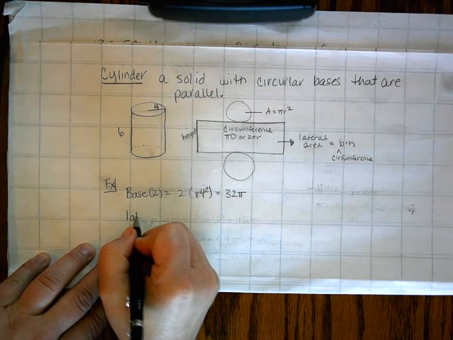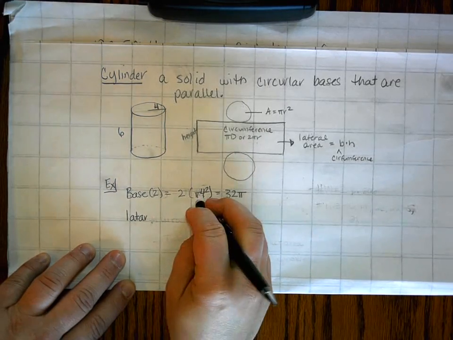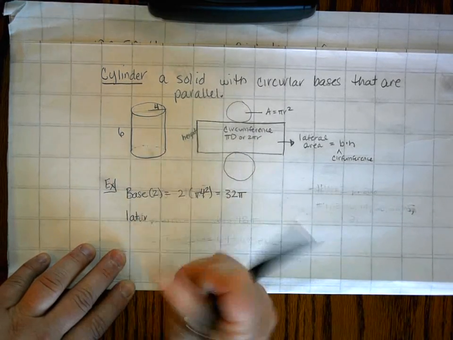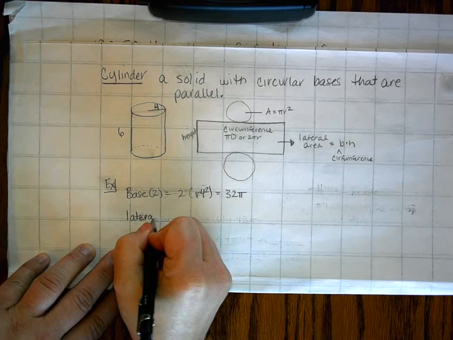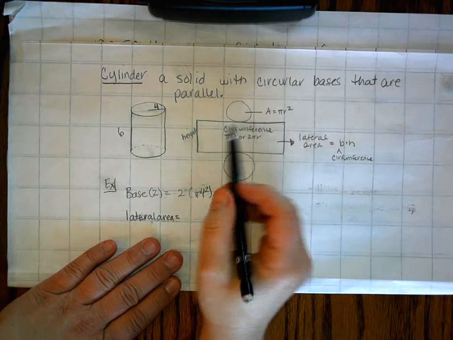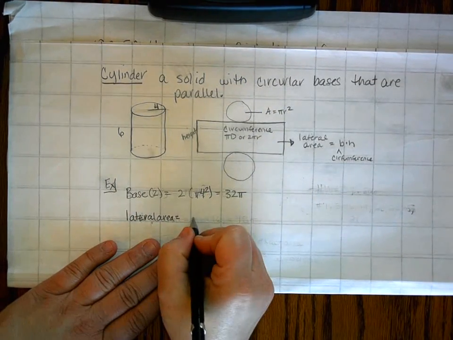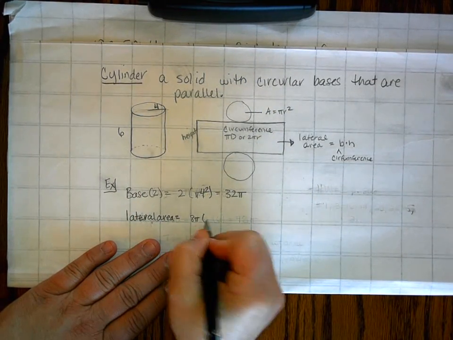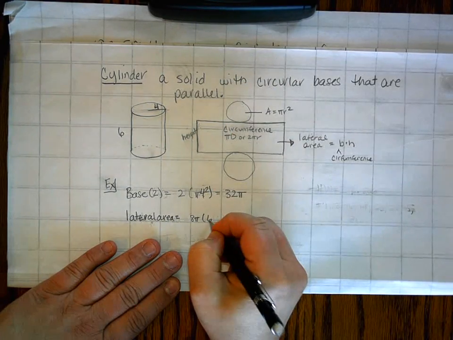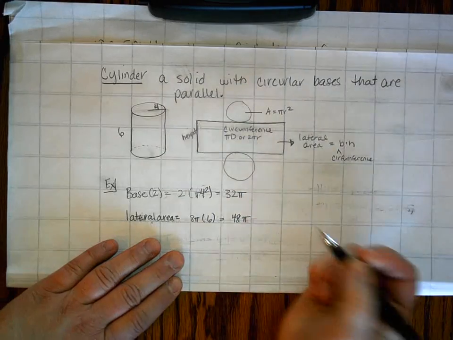I then have to find the lateral area. And the lateral area is going to be the circumference of this circle. So I'm going to find the diameter is 8. It's going to be 8 pi. And I'm going to multiply by the height, which is 6. 6 times 8 is 48, so I'm going to get 48 pi.